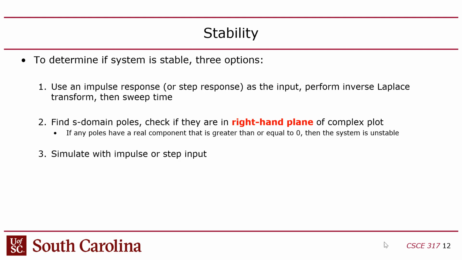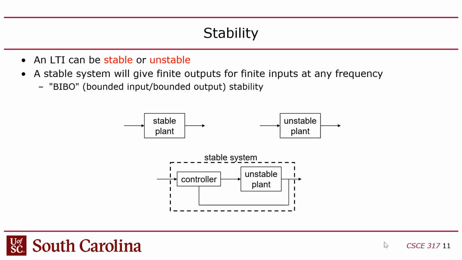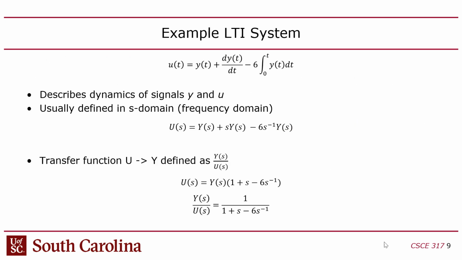The other approach to determining if a system is stable is you find the poles. The poles are the values of s that make the transfer function undefined. What I mean by that is if we go back and I show you that example I had, there is a value of s here that will cause the denominator to be 0. That'll cause a divide by 0, right? And in this case, there's actually 2 values of s because it's a second degree polynomial. Those values of s are called the poles.